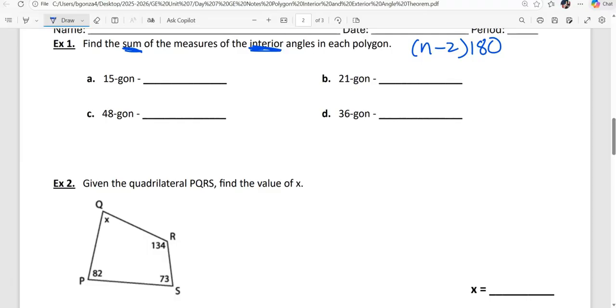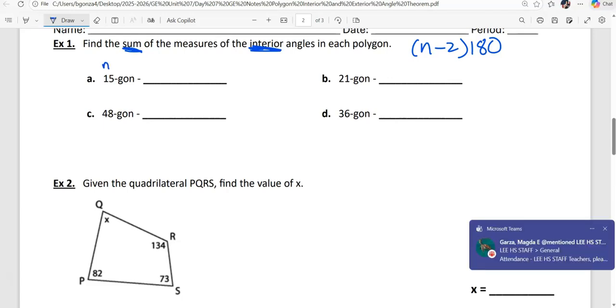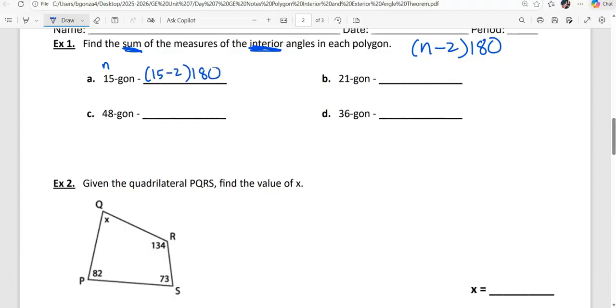So let me show you how you do this. Take that number, that's your n, and do n minus 2 times 180. So let's just set up the formulas. 15 minus 2 times 180. Let's do b. 21 minus 2 times 180. 48 minus 2 times 180. 36 minus 2 times 180.